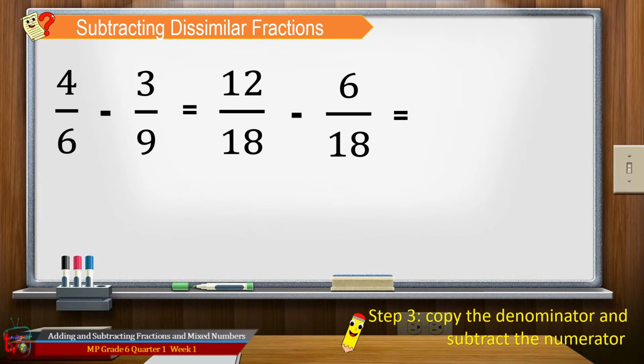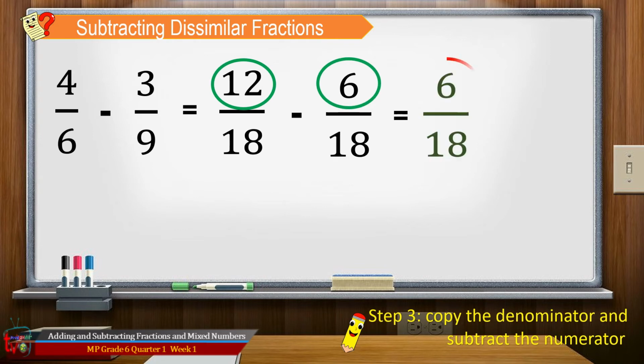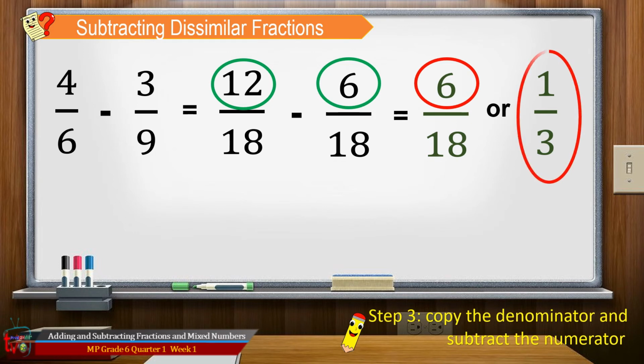Step 3. Now that they are already similar fractions, we can now subtract the numerator, then copy the denominator. 12 minus 6 is equal to 6. Then copy the denominator. Again, we always have to reduce our answers to its lowest term if possible. Can we reduce 6/18? Yes, we can reduce it to 1/3. This is now our final answer.